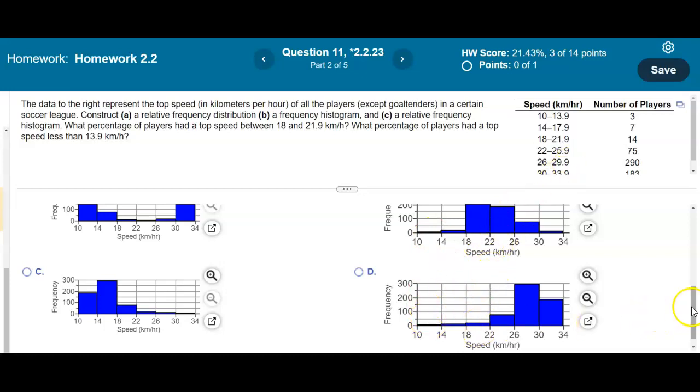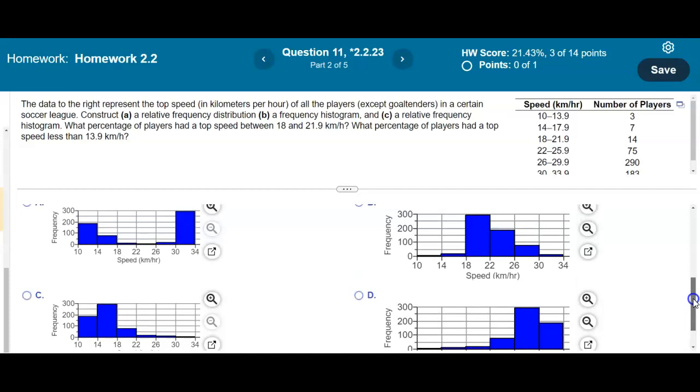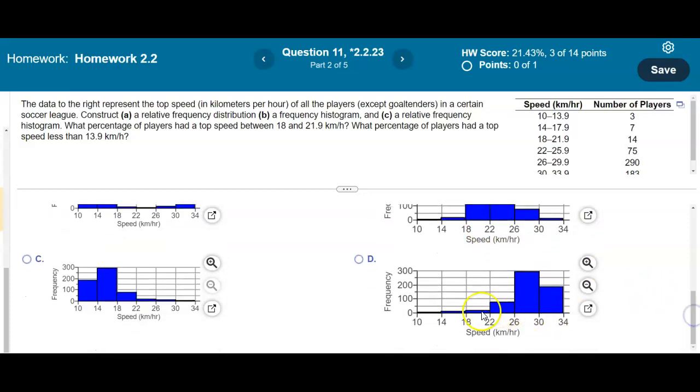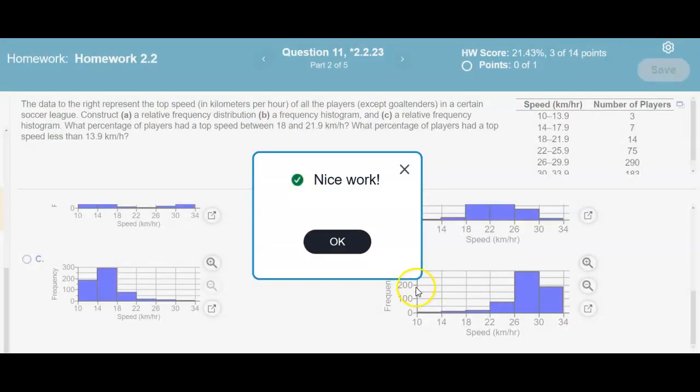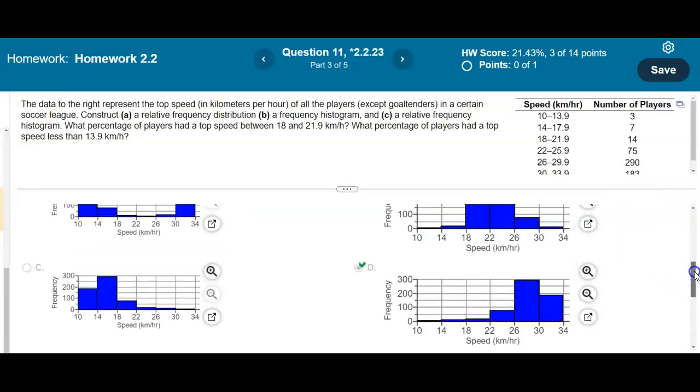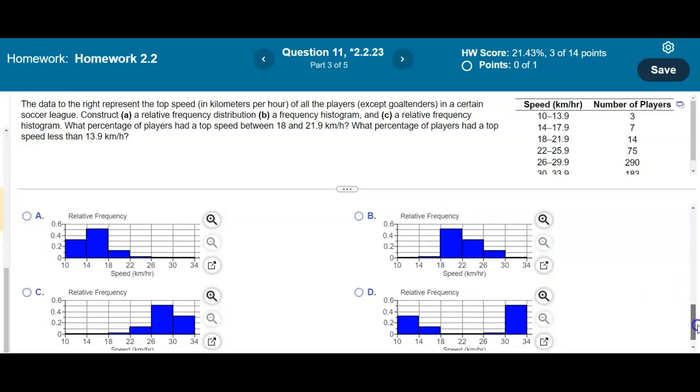Now the next one goes to 14. Does that go up to 14 for the next class between 18 and 22? It looks like this one goes to 14, and then this one goes to 75, and then this one goes to 290. So that means D is going to be our choice. We don't need to create this by using StatCrunch; we can just look at the data. Now our relative frequency histogram should be the same as our frequency histogram, so we just need to find the one that matches.